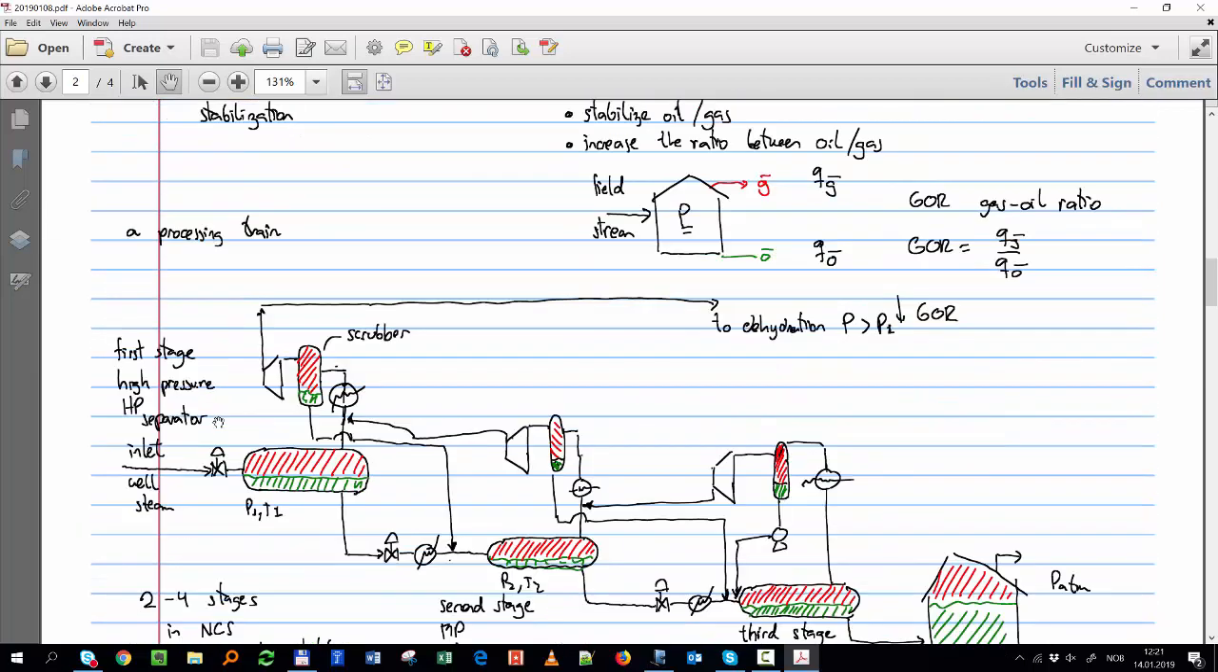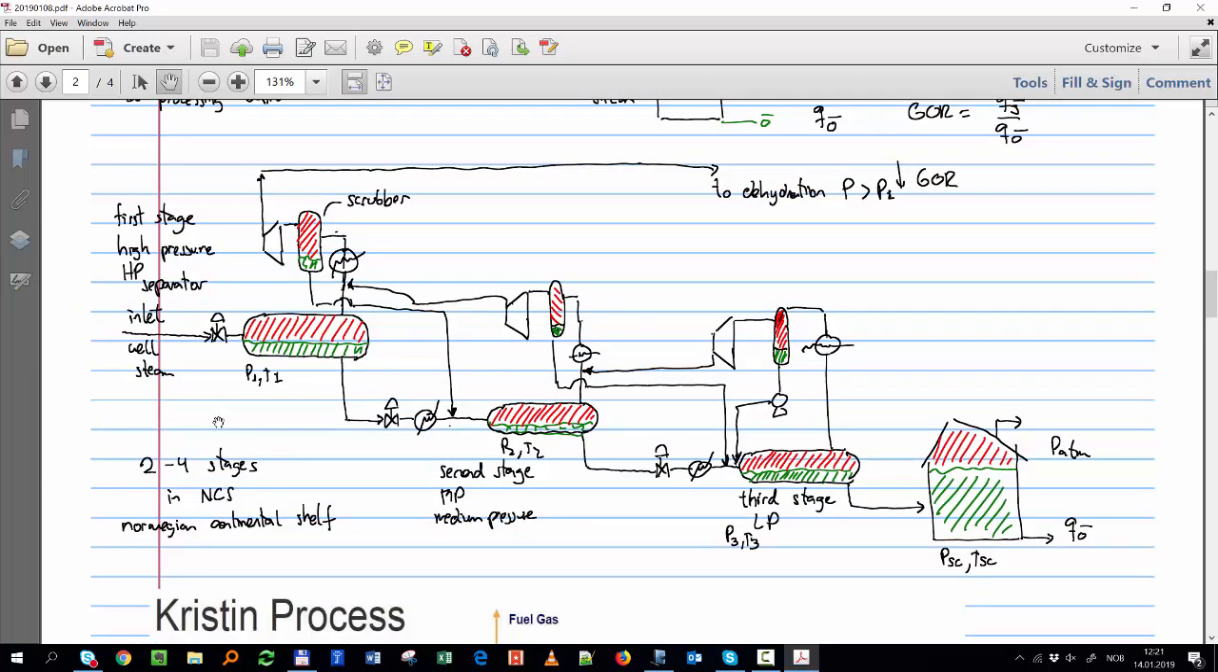And the way that's done is basically with a series of separators. This set of separators is what we call a train: either a first stage or high pressure separator, medium pressure, and low pressure. This can change from platform to platform.